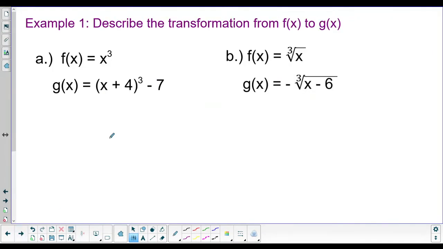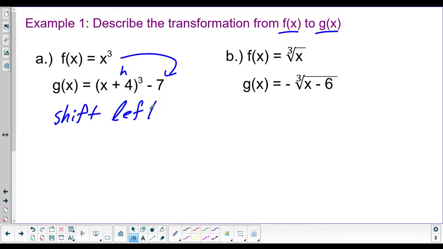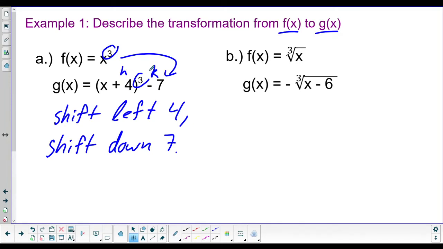Okay, so let's go describe some transformations. We want to describe the transformations from f of x to g of x. So how did I get from here to here? Well, we have a plus 4 for h. So we know that that's going to shift left 4. And we have a minus 7 for k. So that's going to shift down 7.